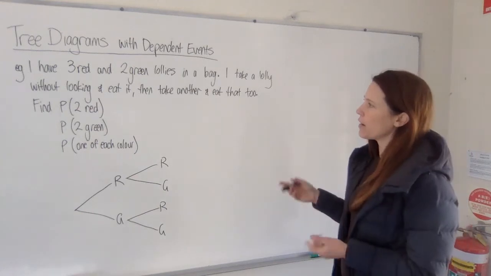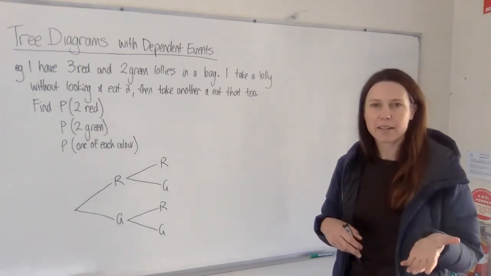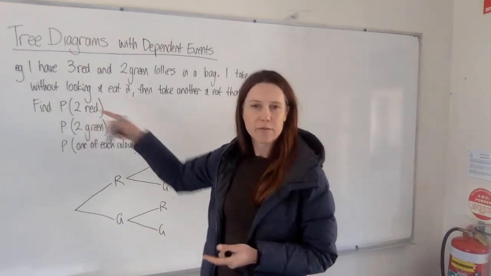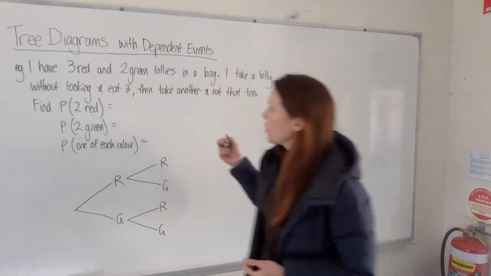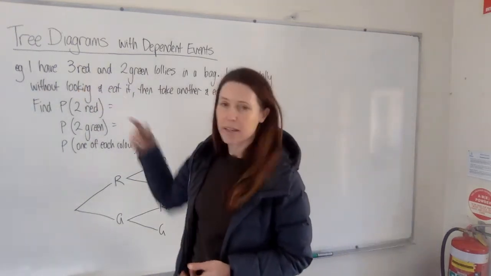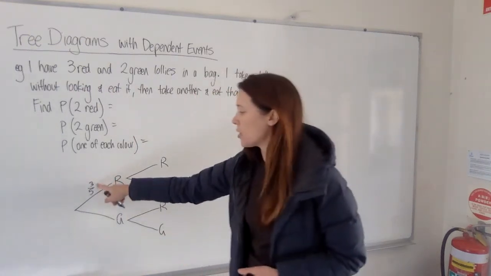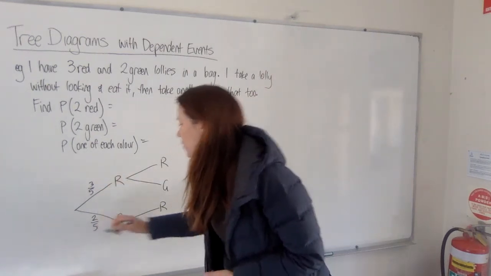I've got 3 red and 2 green lollies in a bag. I take a lolly without looking and I eat it, and then I take another and I eat that too. What is the probability that I have 2 red lollies, 2 green lollies, or 1 of each colour? Well, if there's 3 red lollies in the bag out of 5 lollies altogether, the chances of taking red in the beginning is 3 out of 5 and green 2 out of 5.